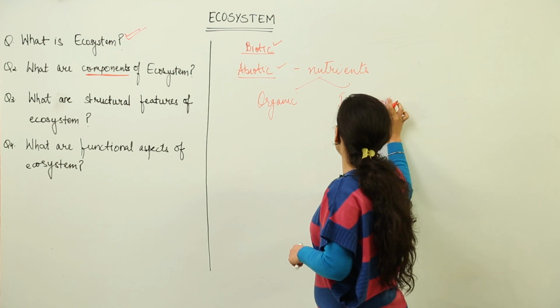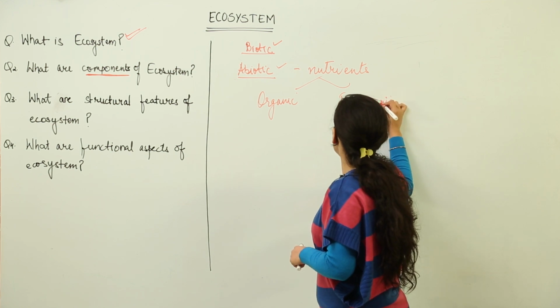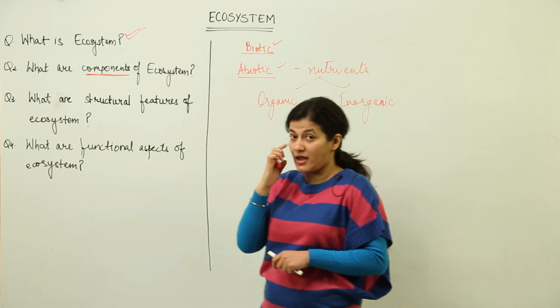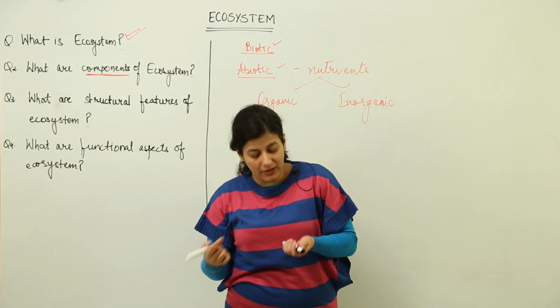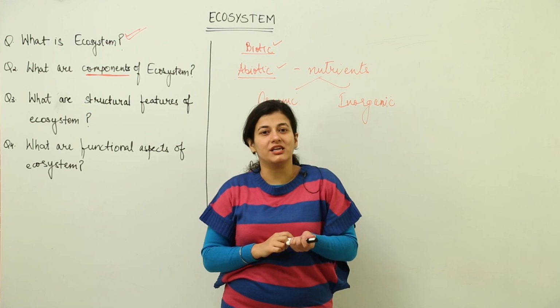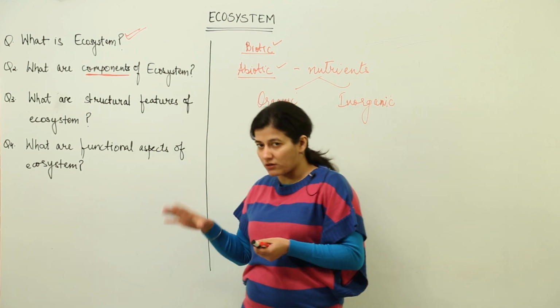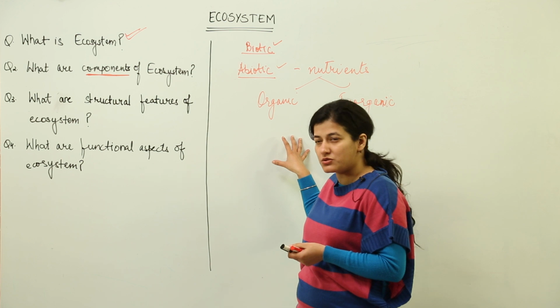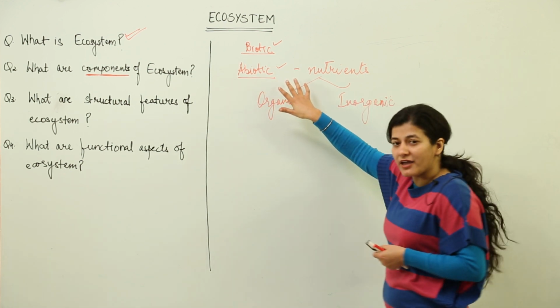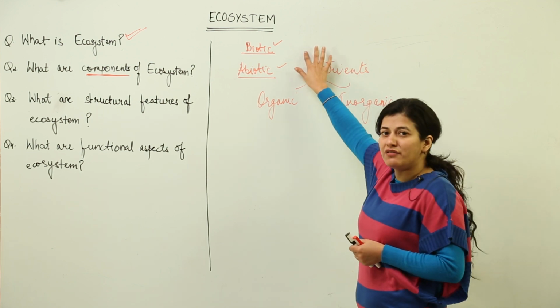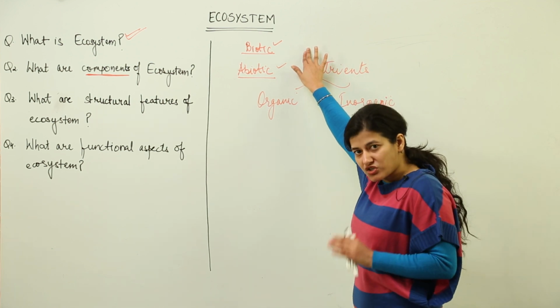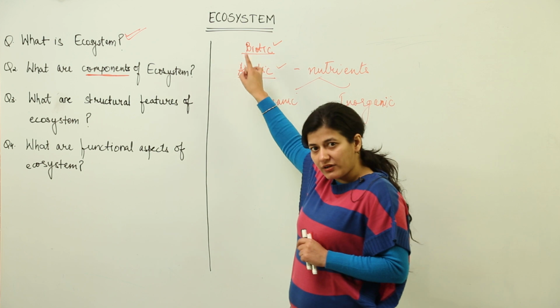Now I need not explain the difference between organic nutrients and inorganic nutrients. If a plant is taking nitrate from soil, then it would be inorganic. If a plant is taking humus from soil, then it would be organic. You can differentiate between those two things. So basically, abiotic components of ecosystem are the nutrients which are available to the organisms which are staying over there. And what are the biotic components?